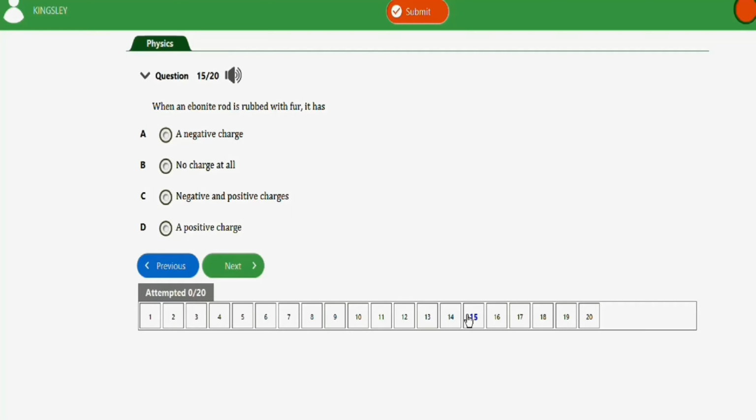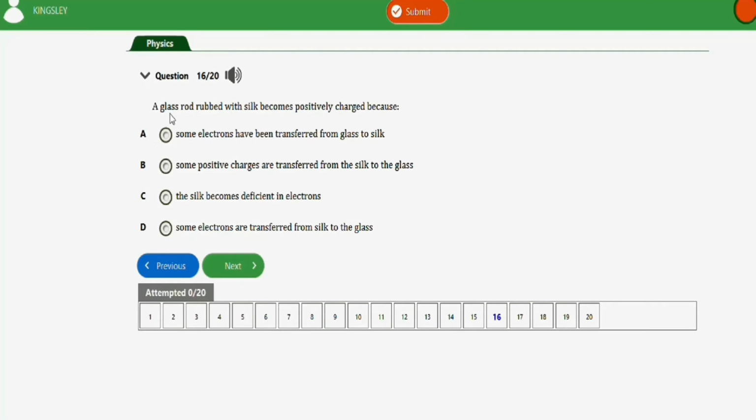Okay, so the next question will be this one. It says a glass rod rubbed with zinc becomes positively charged because some electrons have been transferred from glass to zinc. No, some positive charges are transferred from zinc to the glass. Option C, the zinc becomes deficient in electrons. Option D, some electrons are transferred from zinc to the glass. Alright, so the correct option to this question, guys, will be option A, which is some electrons have been transferred from glass to zinc. So that's the right option.